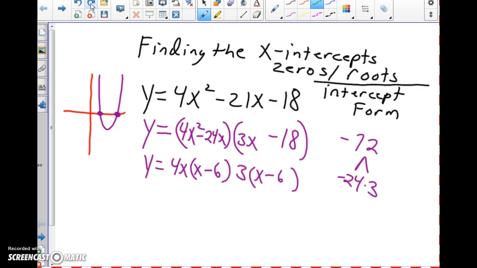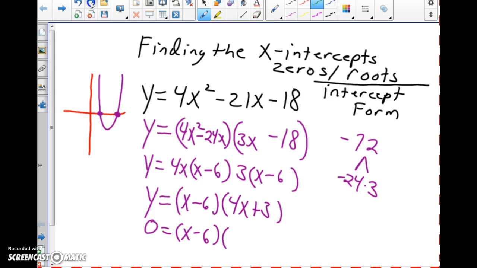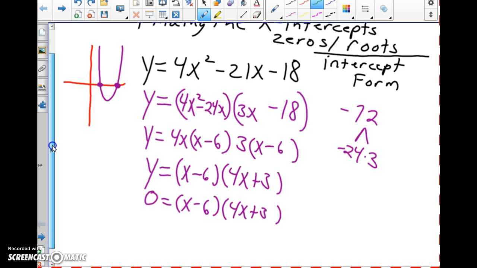Okay, so now it's time to factor. Y equals what? X minus 6 times 4x plus 3. You're exactly right. I had to learn last week: I make the y into a 0. That's right. Here we go.